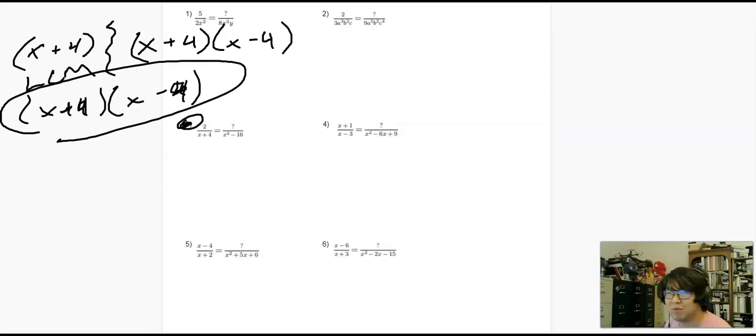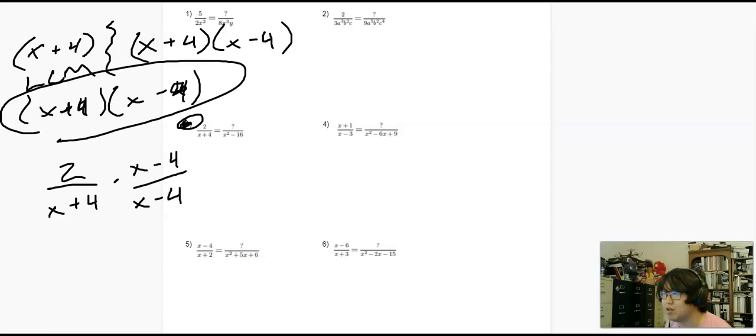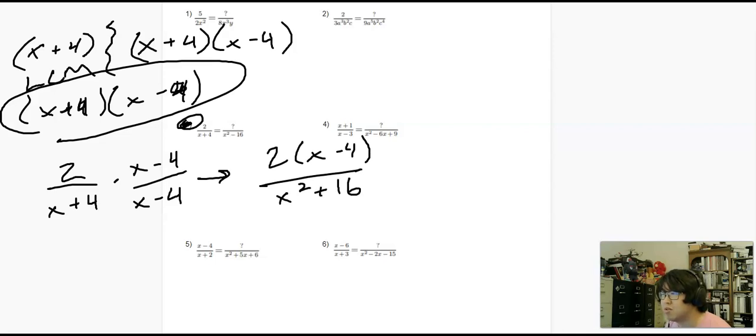This is actually fairly simple. If you think about it, 2 over x plus 4 already has x plus 4 in the denominator. So all I have to do is multiply by x minus 4 to match the denominator on the right side of the equation. So 2 times x minus 4 would be the numerator. You can leave it like this. There is no reason to multiply it all the way out because it's not going to help you solve the problem or let you observe where the asymptotes are.